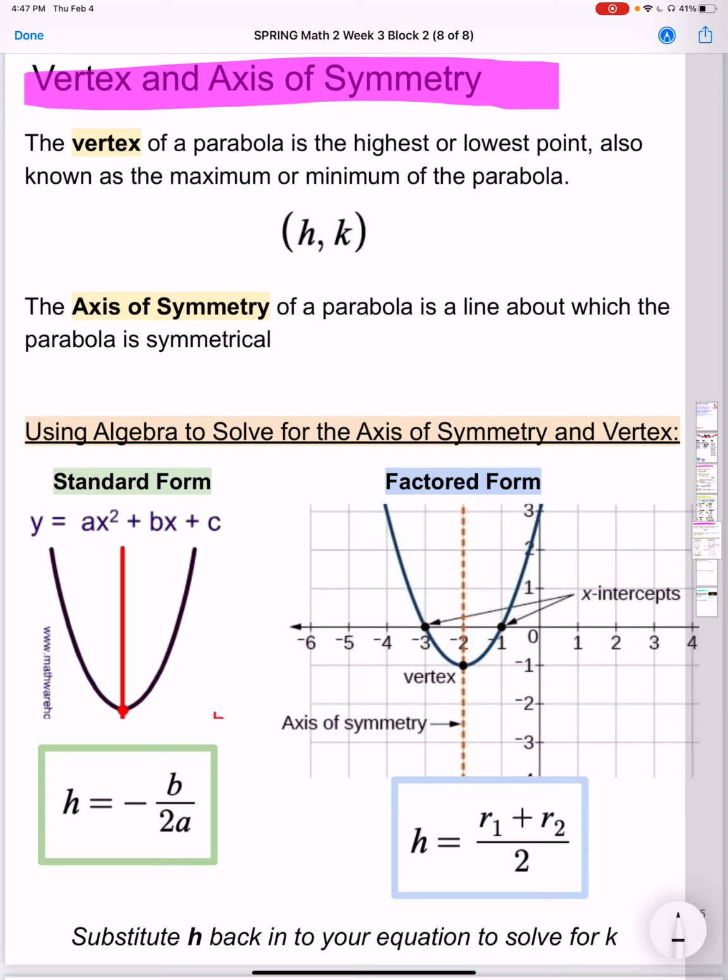All right, so you should have this in your notes. I'm going to go over everything that's on here. The first thing I'm talking about up at the top is the vertex. The vertex of a parabola is the highest or lowest point. It's also known as the maximum or minimum.